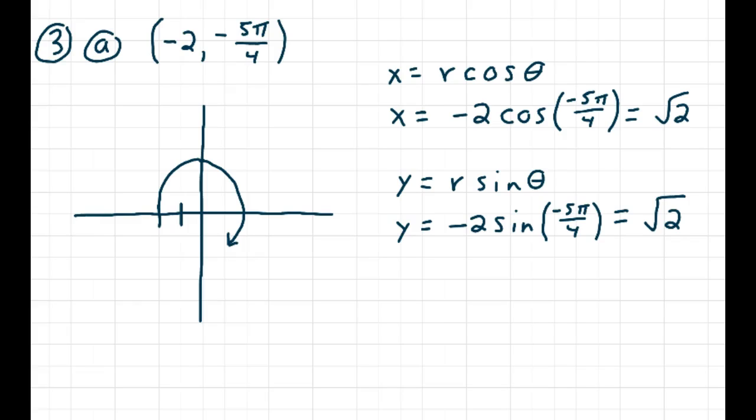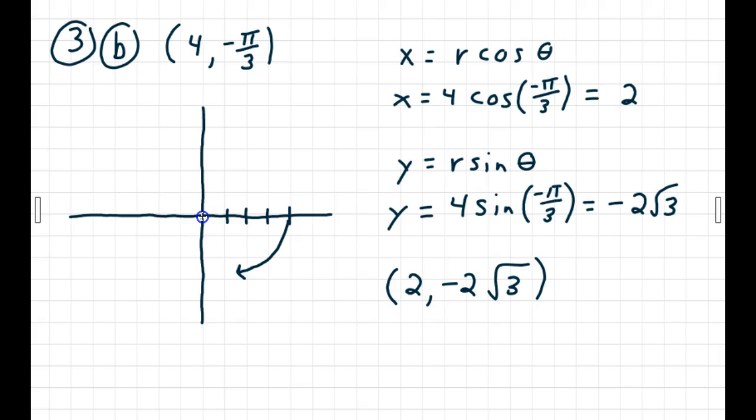root 2. Now, one thing you should always do is take a look and see, does this point make sense? And I would argue that it doesn't make sense because the point (√2, √2) is in the first quadrant, and we're not in the first quadrant, we're in the fourth quadrant, which means I made a sign mistake. Y is equal to -2 sine of -5π/4 is actually negative root 2. So we get an answer of (√2, -√2), and that fits the fourth quadrant.